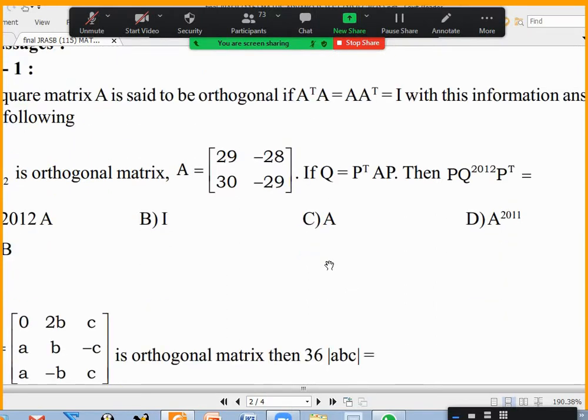Okay, passage 1. Any doubt about 26? The main point here is P is an orthogonal matrix, means P into P transpose is identity matrix, right?